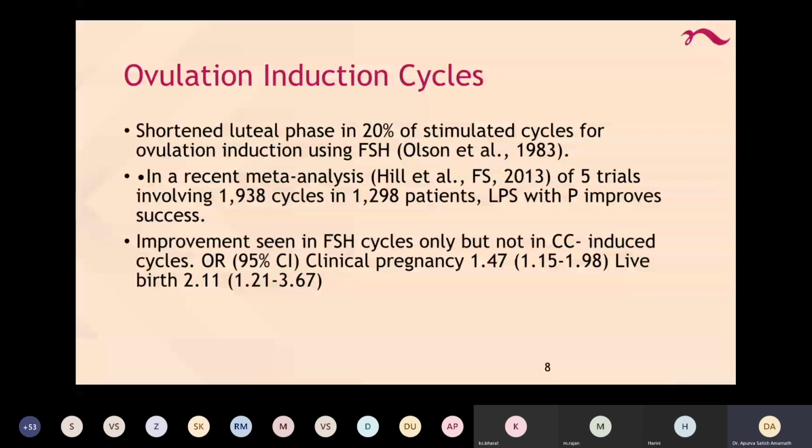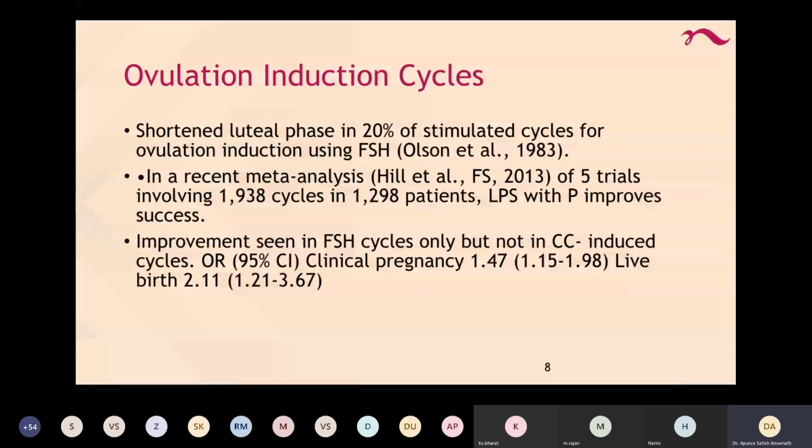So in ovulation induction cycles, where we are looking at timed intercourse or IUIs, it is seen that a shortened luteal phase is seen in about 20% of cycles with FSH stimulation or HMG stimulation. And in a recent meta-analysis, it is shown that luteal phase support with progesterone improves the success in FSH cycles, but not in CC-induced cycles.